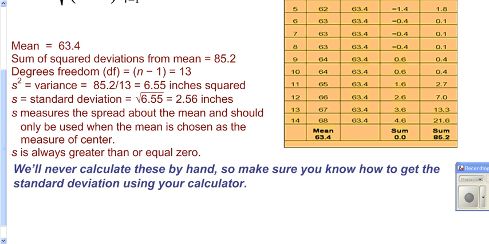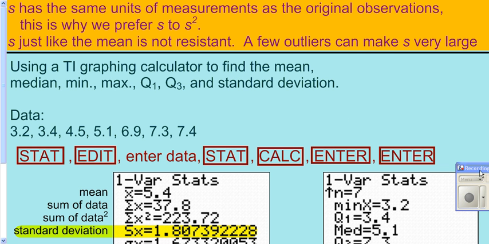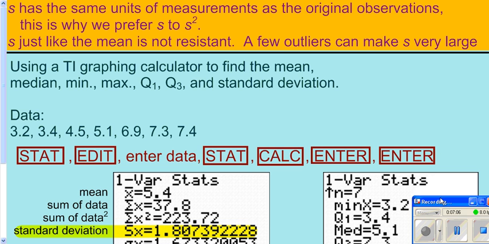Now, it's a lot to do all that by hand. We don't do that by hand. We're going to use your calculator. Now, keep in mind, your variance formula and your standard deviation formula use your mean. And remember, your mean is not resistant to outliers. In other words, if you have an outlier, it pulls your mean in that direction. Your standard deviation is also going to be affected by outliers. If you have an outlier, it's going to make your standard deviation a lot bigger.